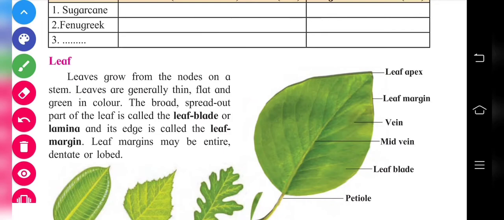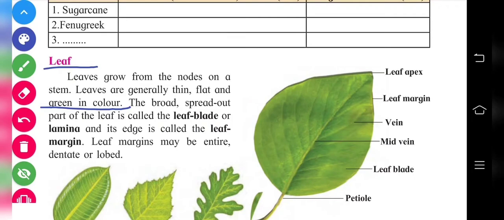Leaves are generally thin, flat, and green in color. So why is the leaf green in color? You already know that. It is because of the chlorophyll present in it, which is helpful for the photosynthesis process. So that's why leaves are green in color.